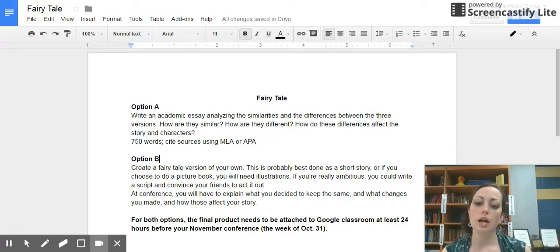So have it 24 hours in advance, because if I need to look over it for the very first time in that conference, we're not going to be able to get done everything that we need to. So 24 hours in advance, have it attached to Classroom, whichever option you choose, and then that way I can look over it the night before the conference and come to the conference prepared to talk to you about what we need to. If you have any questions, please email me.